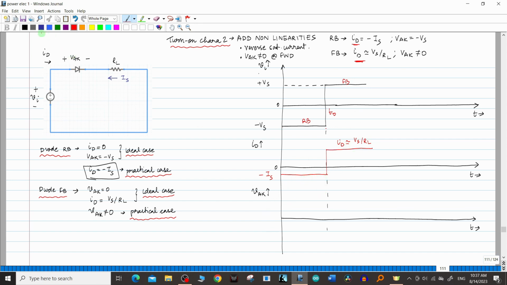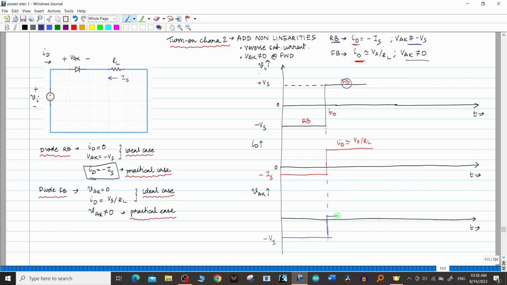Now let us draw the graph of VAK. In the reverse bias condition, VAK is equal to minus Vs. We are taking it directly like that. It is almost equal to minus Vs, but for all practical purposes it will be equal to minus Vs. Now the important thing is the forward bias condition. Earlier VAK was equal to 0, but in this case VAK will not be equal to 0. It will have a finite value.